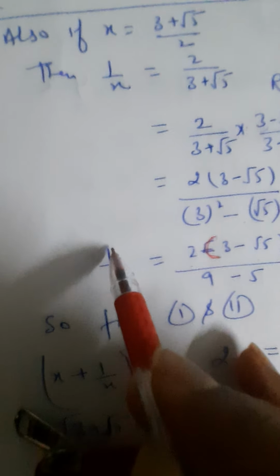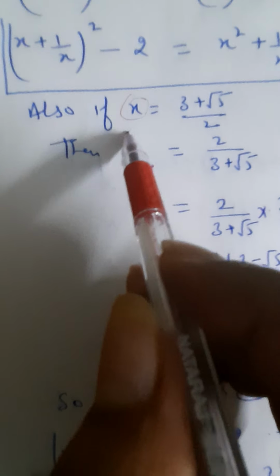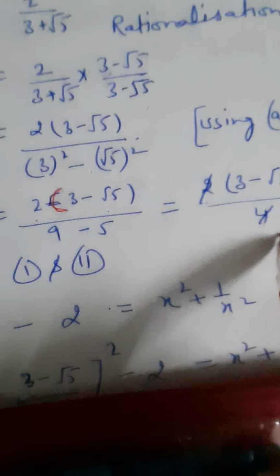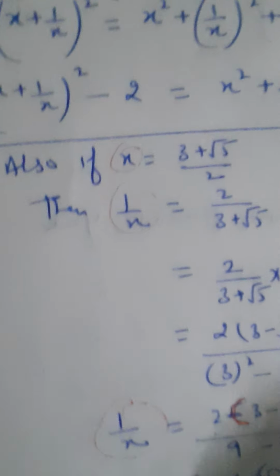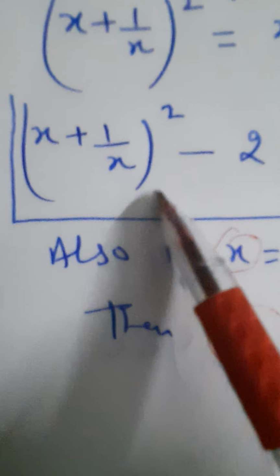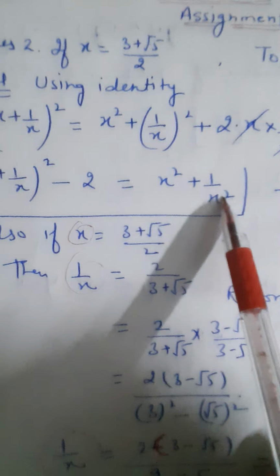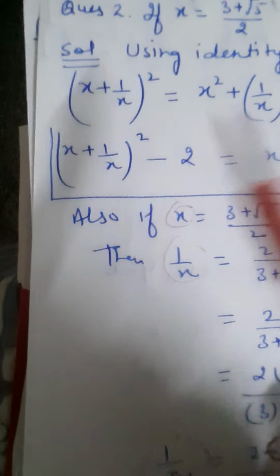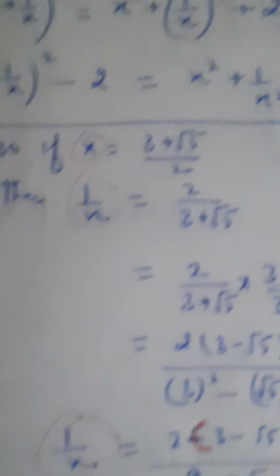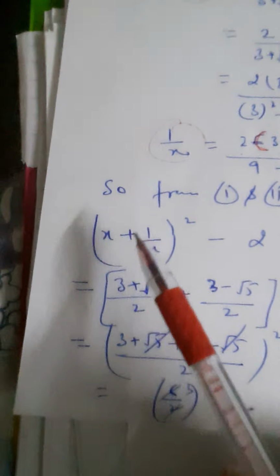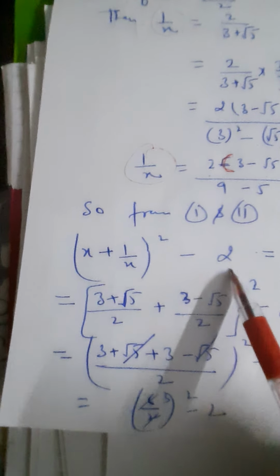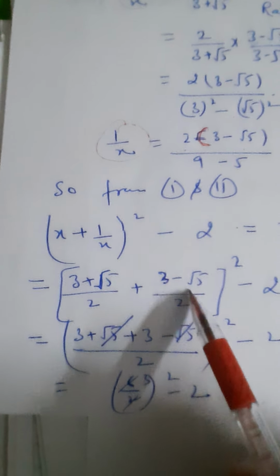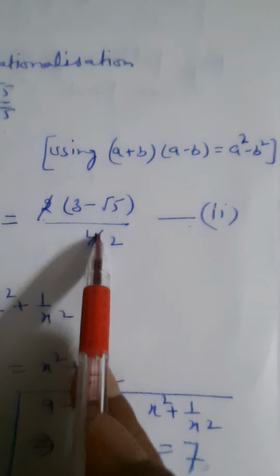Now बच्चे just see, I have x, I have 1 by x. 1 by x is 3 minus root 5 upon 2. Now from these two, and बच्चे here x plus 1 by x whole square minus 2 was x square plus 1 upon x square. This we require. So now we shall put the value of x plus 1 by x and we'll get our answer. So in x plus 1 by x whole square minus 2 we are putting values. X value is 3 plus root 5 upon 2. 1 by x value is 3 minus root 5 upon 2.